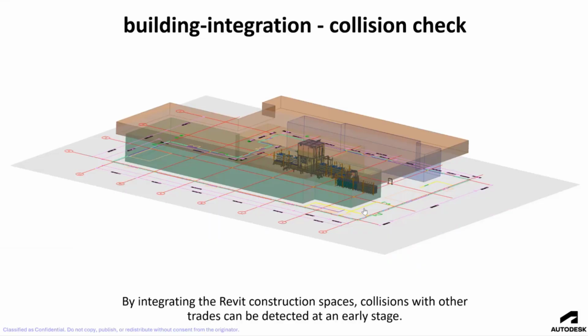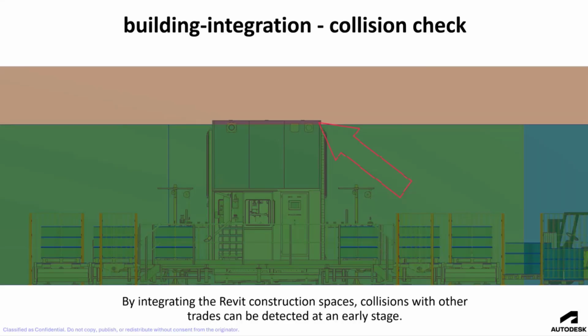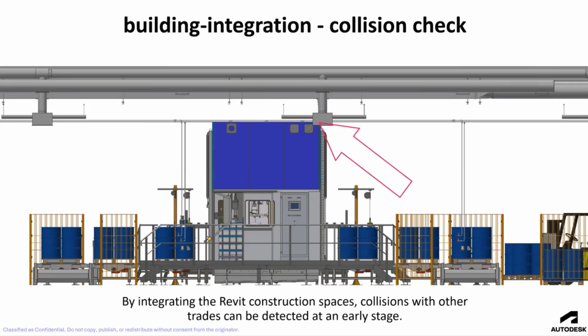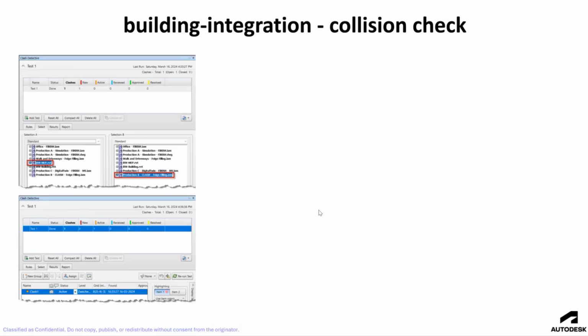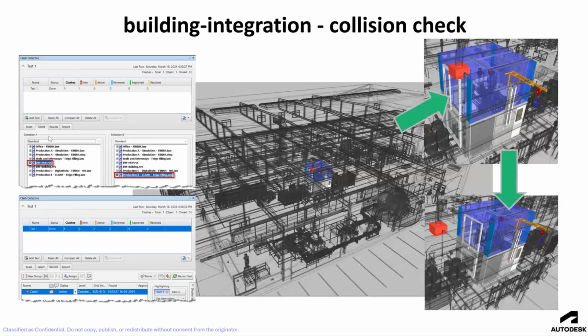So collision check. With the building integration collision check, we can do clashes since we're already integrating the factory. With the Revit file formats, we can check all the clashes like the previous example, or we can use Navisworks to run it and see. Navisworks will inform you where the clashes are.